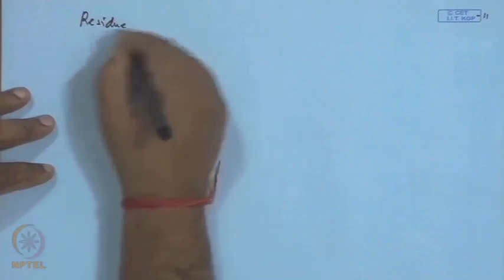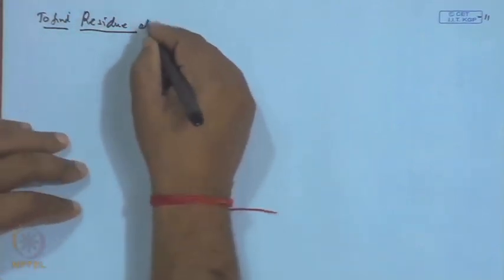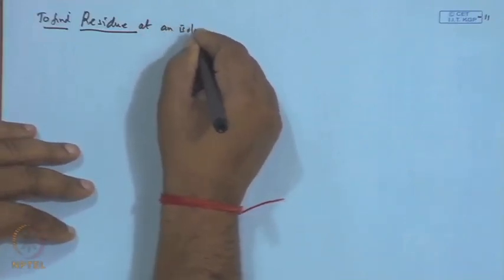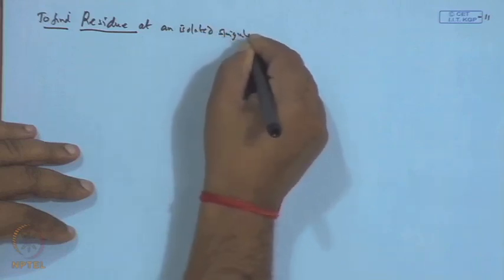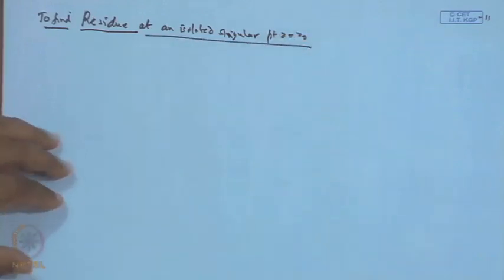So, instead of going for the expansion, if I know some formula which directly gives the residue of the function at the point z naught, then it is very easy to compute the residue and then find out the value of the integral. So, let us see certain formulas to find the residue at an isolated singular point z equal to z naught. I will give different cases.